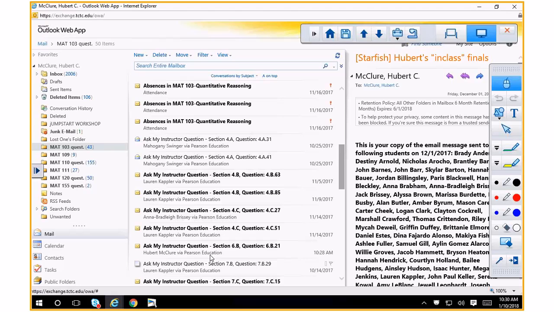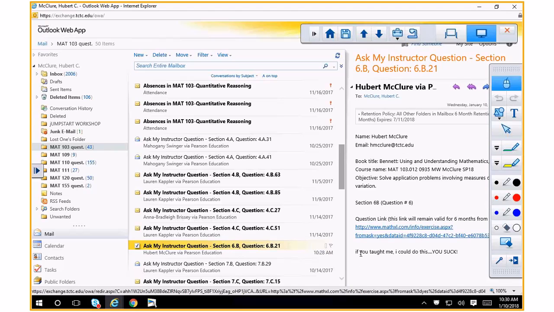I lost it. Where is it? Right there. Right here. Click on it, and there it is. If you taught me I could do this, you suck. That's the problem. That's what I just sent. So you see how it works?